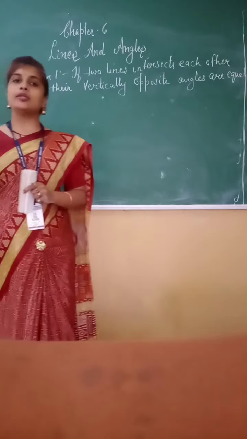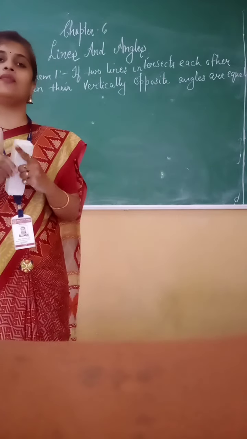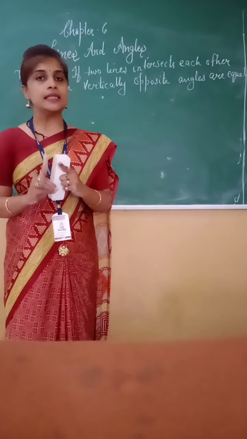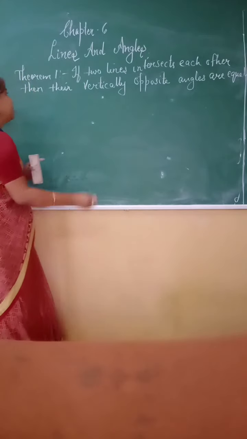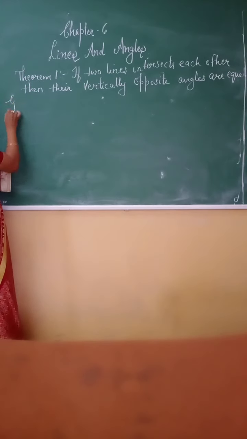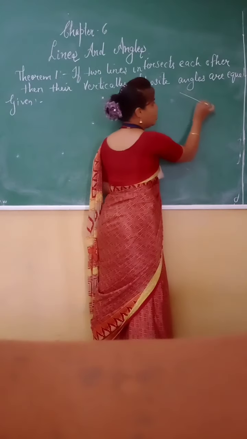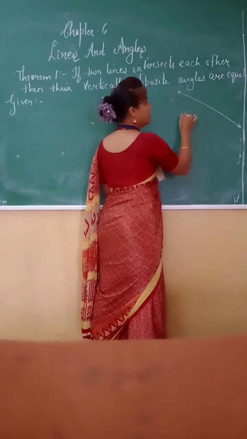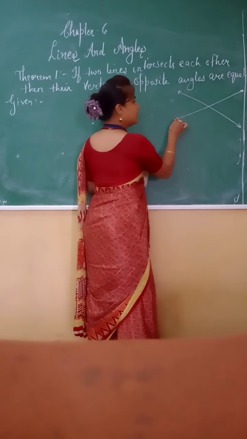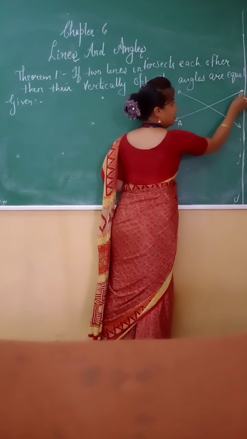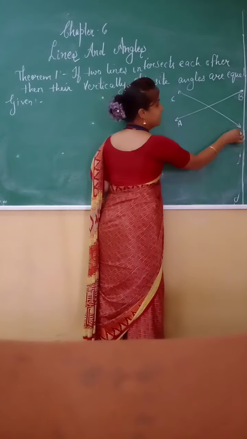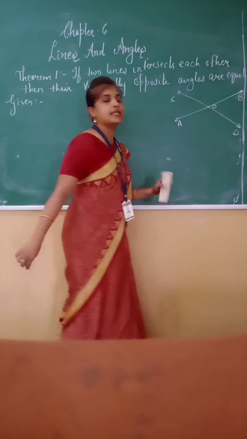यदि कोई दो लाइन एक दूसरे को इंटरसेक्ट करती हैं तो उनके वर्टिकली अपोजिट एंगल्स इक्वल है। फॉर प्रूविंग इट, first of all we will take the given condition. What is given to us? That two lines intersect with each other. These are the two lines, line AB and line CD. Both these intersect at point O.